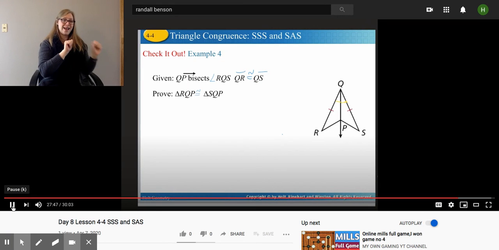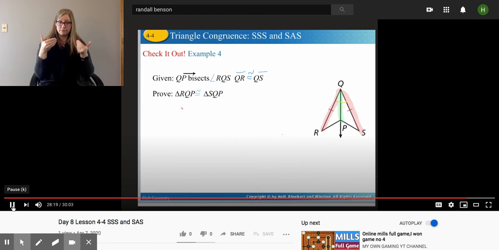And then we can see that if I look where the tick marks are, RQ is going to be congruent to SQ because they both have one tick mark. And then, of course, in the middle, we have this shared side QP. Those are the 3 parts we need. You can see we're doing side angle side here because it's got 2 sides and the included angle. So let's just go through and make our statements.